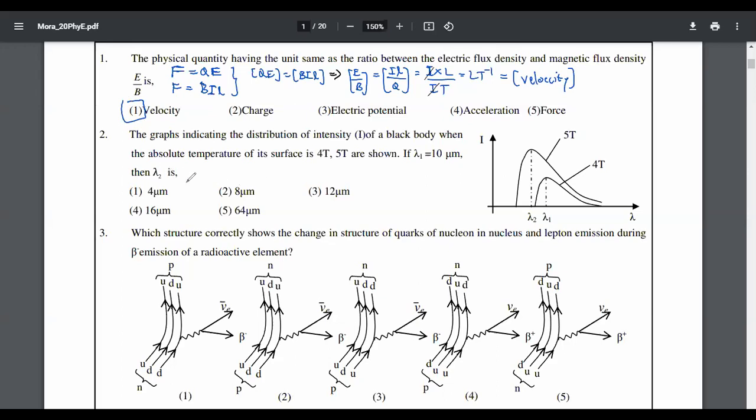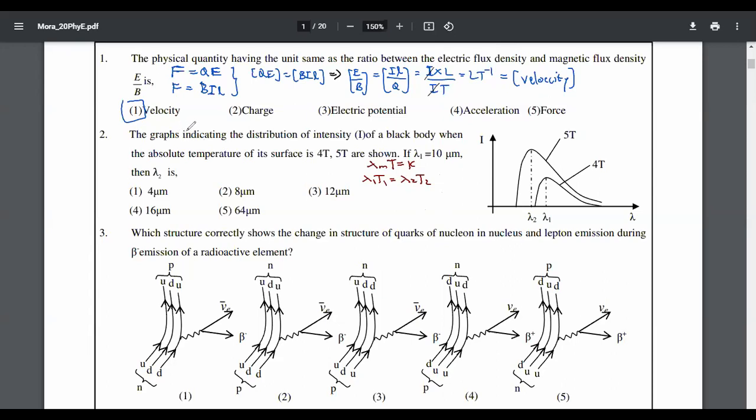Question number 2, it is matter and radiation. If you haven't studied matter and radiation, you don't have to worry about it. If you have studied it, it's Wien's displacement law. That's the equation we should be using. People have learned Wien's displacement law is lambda, the wavelength corresponding to the maximum intensity, times temperature, equal to a constant. So we can say lambda 1 T1 equals lambda 2 T2.